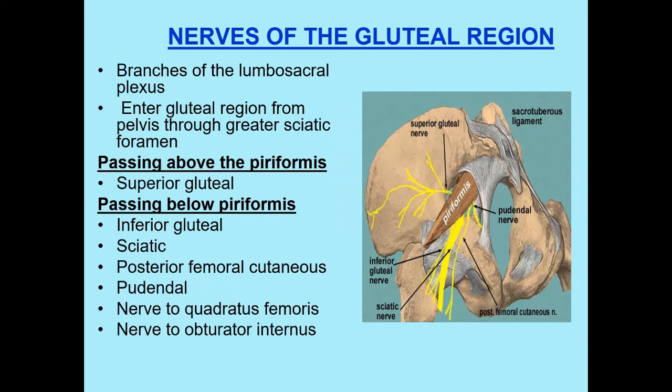Branches of the lumbosacral plexus include among the nerves of the gluteal region. Those that enter the gluteal region from the pelvis through the greater sciatic foramen pass above the piriformis muscle, which becomes the superior gluteal nerve. Those passing below the piriformis are the inferior gluteal, sciatic, posterior femoral cutaneous nerve, pudendal nerve, nerve to quadratus femoris, and nerve to obturator internus.